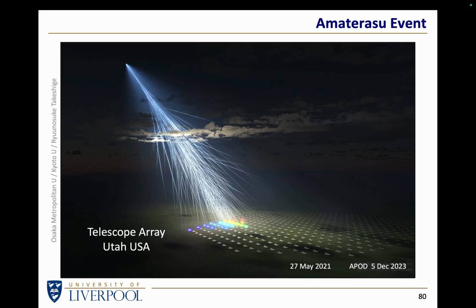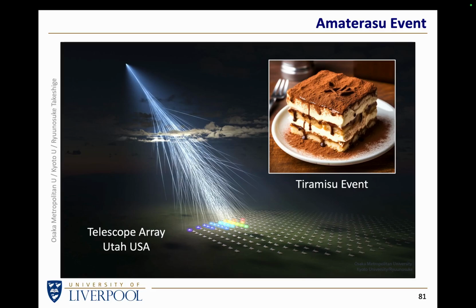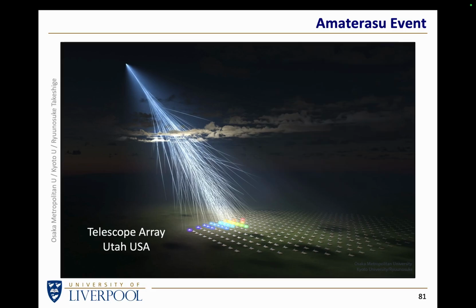This is the Amaterasu, that's a Japanese sun goddess, meaning shining from heaven. And the Amaterasu event should certainly not be confused with the tiramisu event, which is something altogether different. The Amaterasu event is one of the most energetic events ever documented in terms of how much energy that original particle must have had in order to produce the signal that we see in the array there.